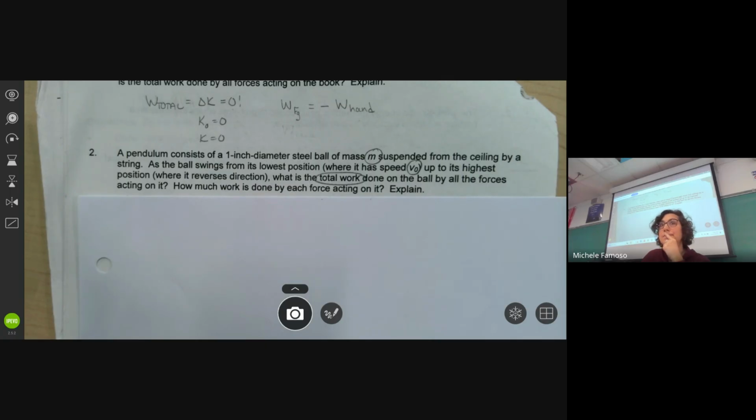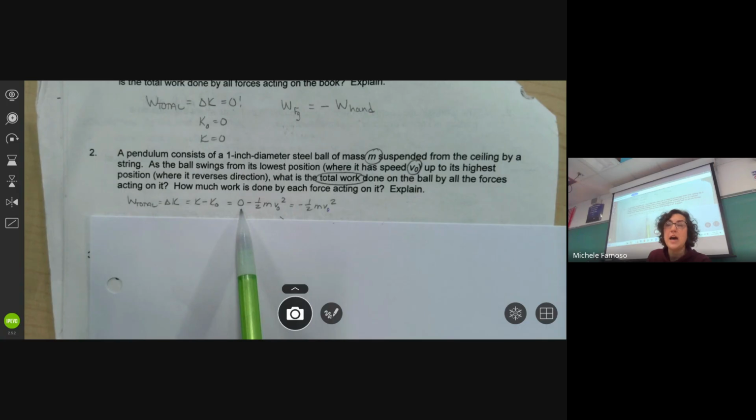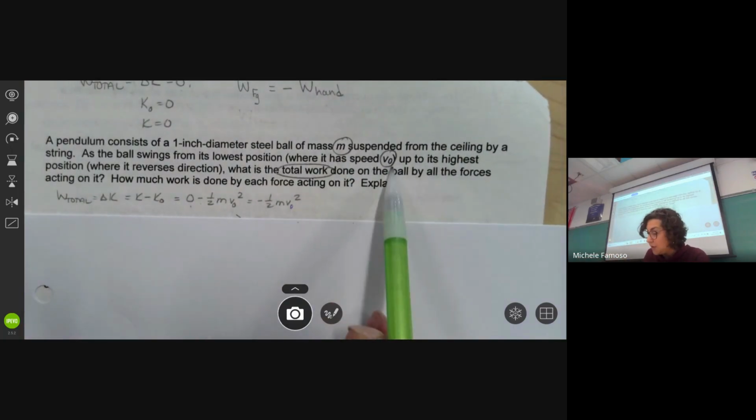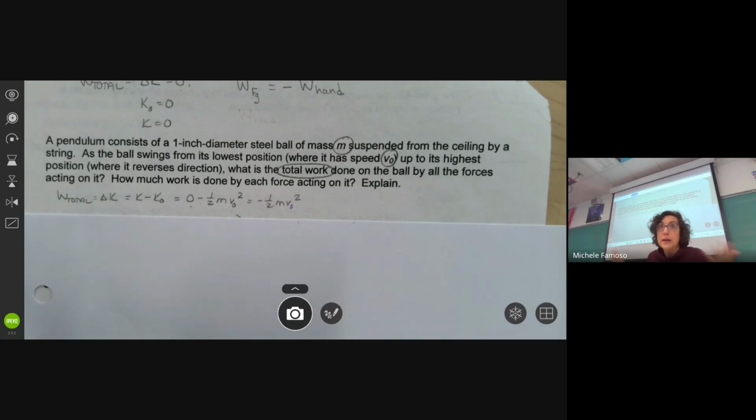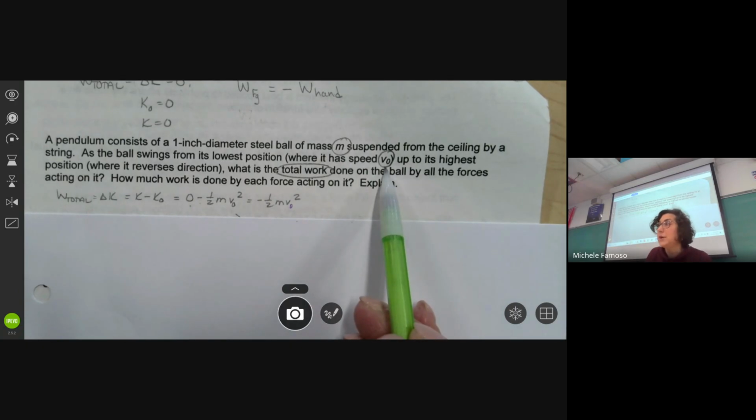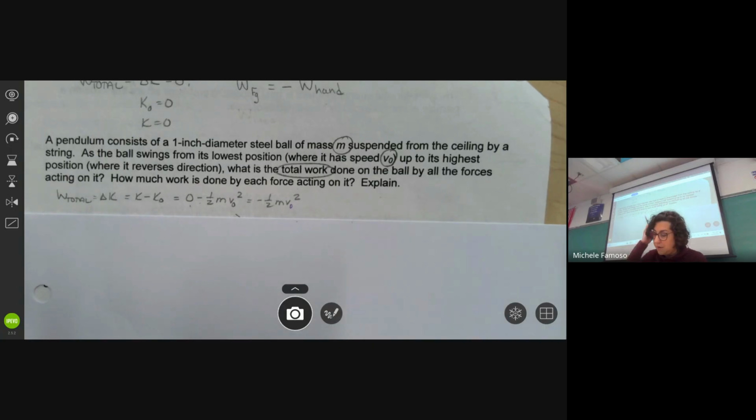Almost. You're closer. Negative. Because you have to take the final value and subtract the initial value. 0 is the final kinetic energy because it stops. 0 minus a half of mv0 squared is negative 1/2 mv0 squared. And yeah, you have to use m and v0. You can't just say v. What v? The v in the question was v0. You have to make it specific to the variables in the problem. So negative 1/2 mv0 squared.